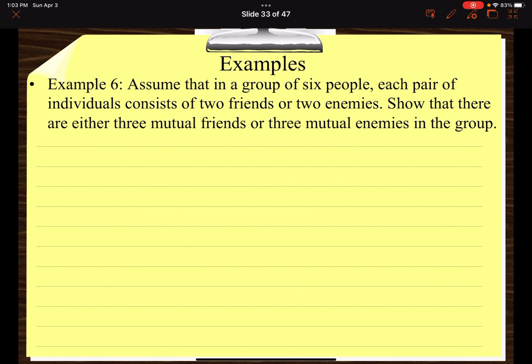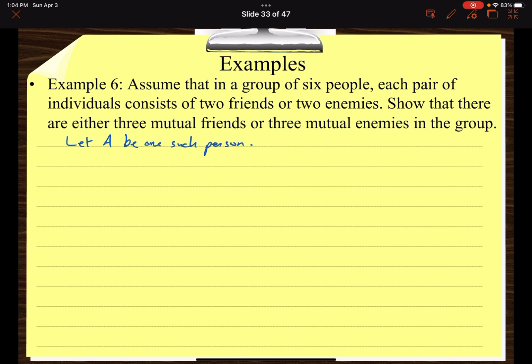Well, let's first look at one of the 6 people arbitrarily, and let's give it a label. Let's call that person A. Let A be one such person. Now, what is the relationship between A and the rest 5 people?